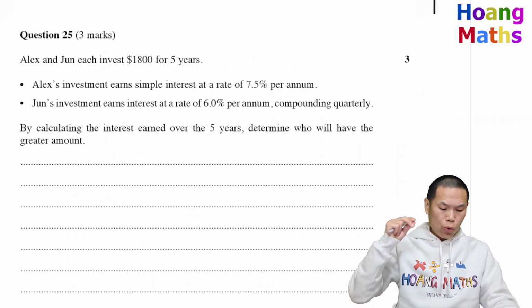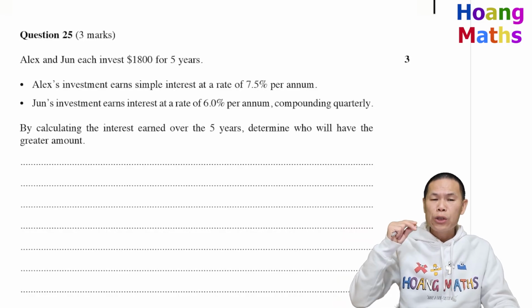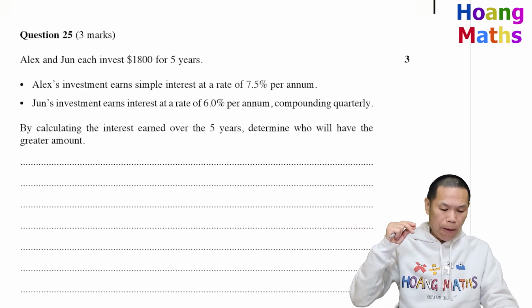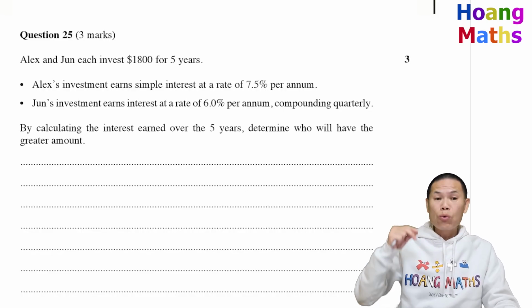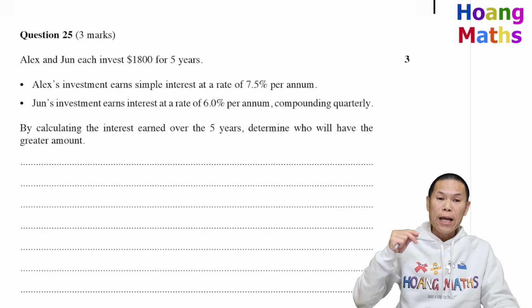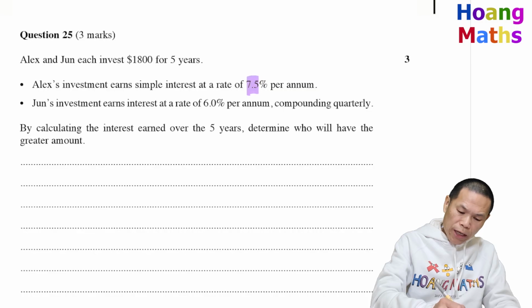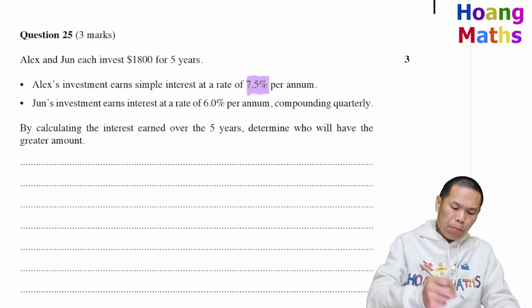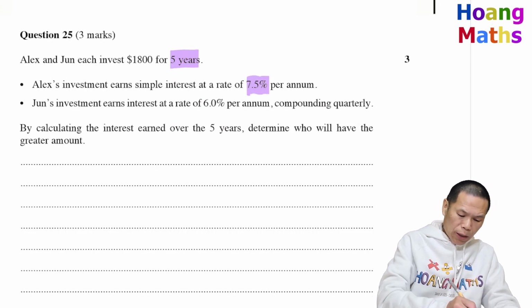To work out who will have the greater amount, this means that we just need to work out the interest earned for both, because they both have the same amount of investment. So let me just work out the interest for Alex first. We know that Alex invests at simple interest with a rate of 7.5% per annum, and they both invest for 5 years. So let me just write this down.